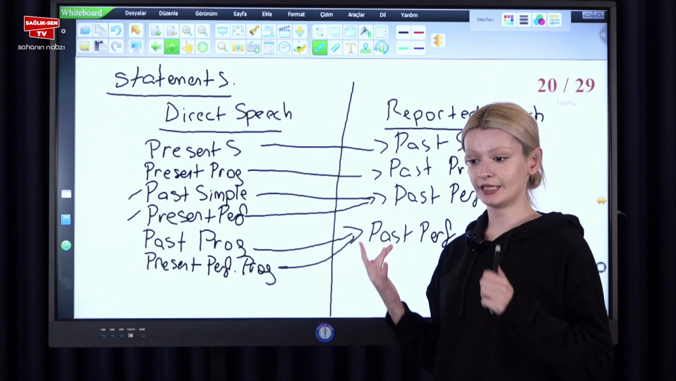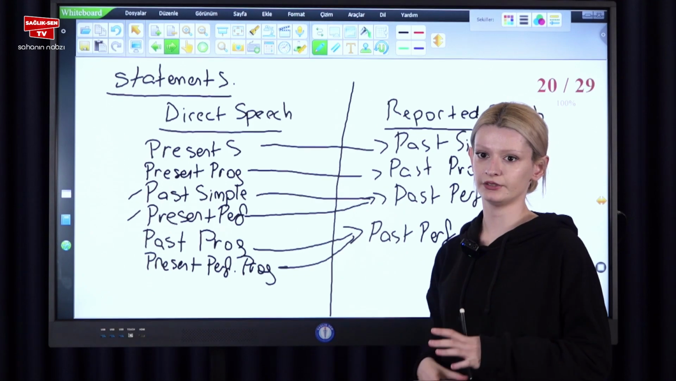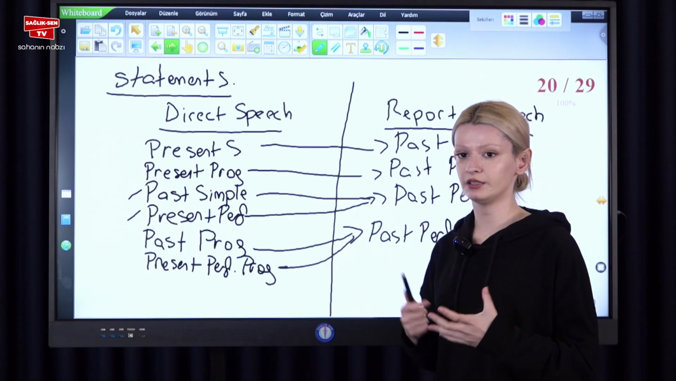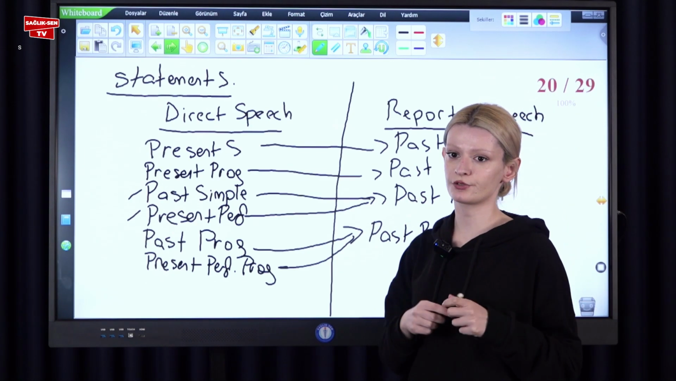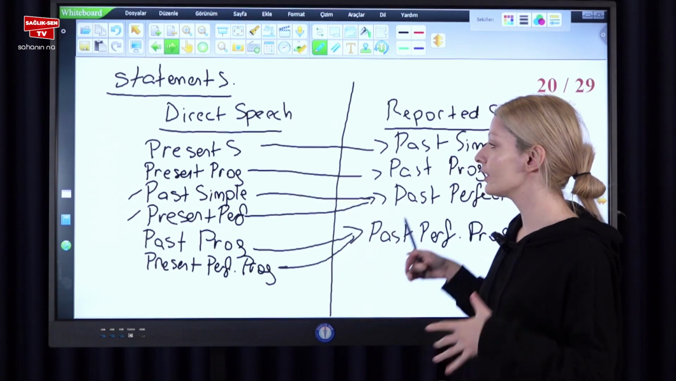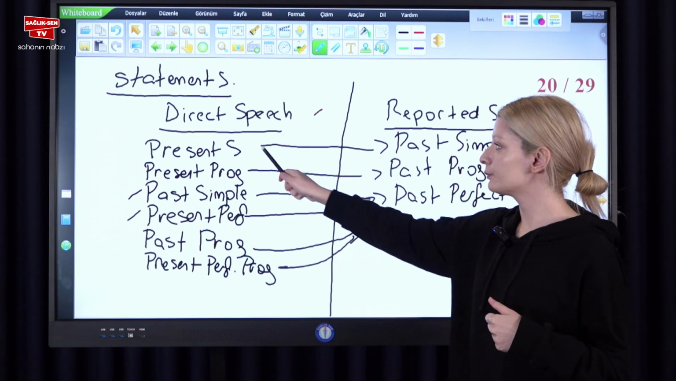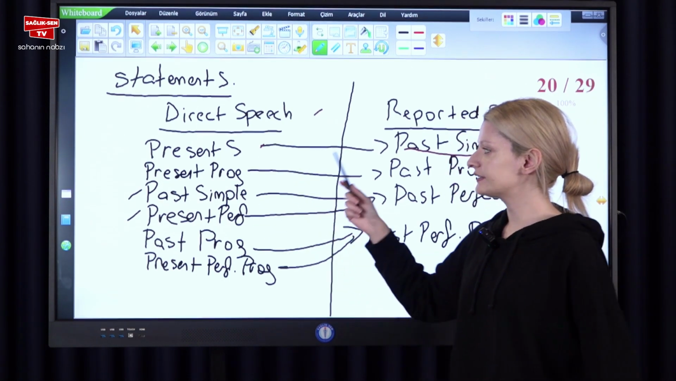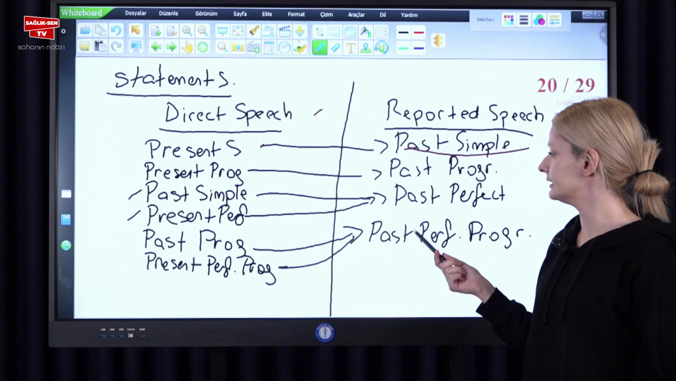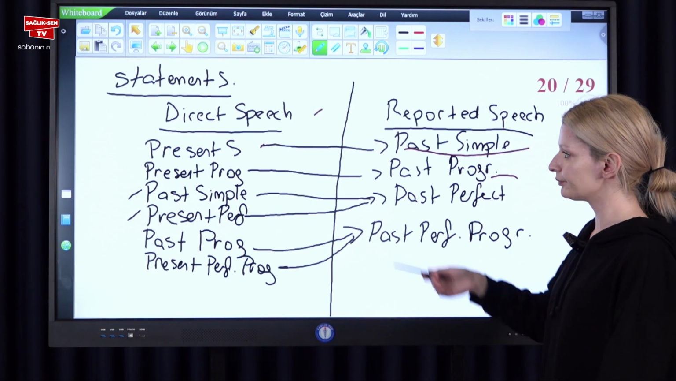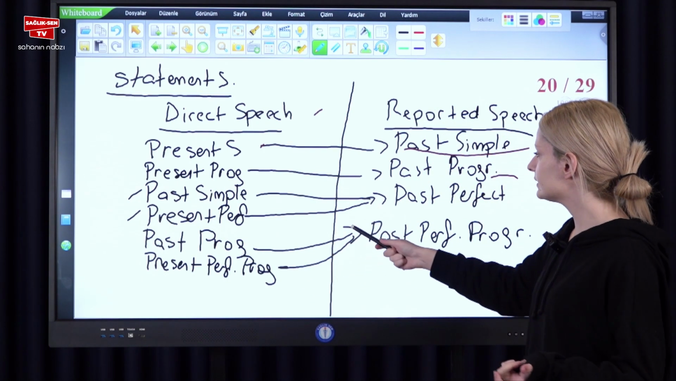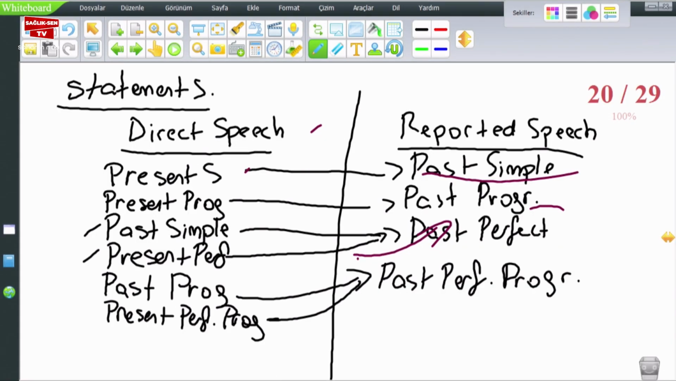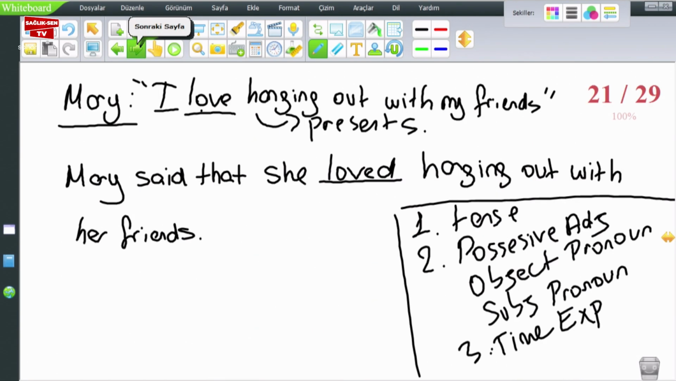If we're talking about statements, a positive or a negative sentence, and I'm delivering someone else's sentences, I have to transform the tense of that sentence. For example, if present simple is used in direct speech, I will say past simple. If it's present progressive in the direct sentence, I have to use past progressive. Present perfect also goes to past perfect, and past progressive and present perfect progressive both go to past perfect progressive.